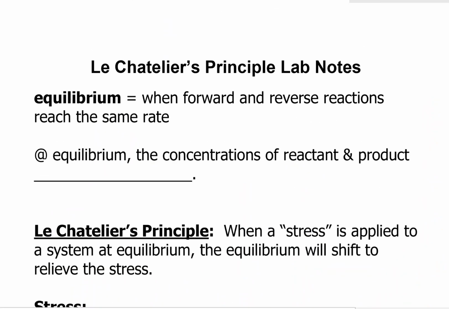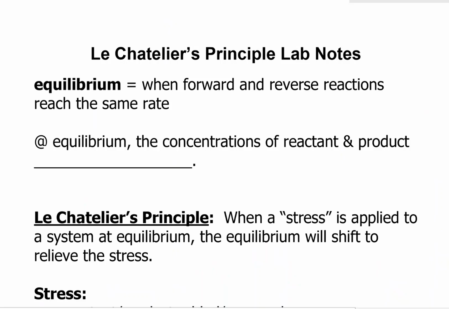So let's go back up here and fill in some things. So equilibrium, we've already defined that. At equilibrium, the concentrations of reactant and product are not the same, but they remain constant. And so, for example, if we're looking at a chemical equilibrium, we're not saying that these concentrations are equal.